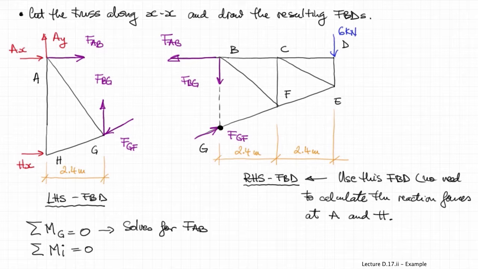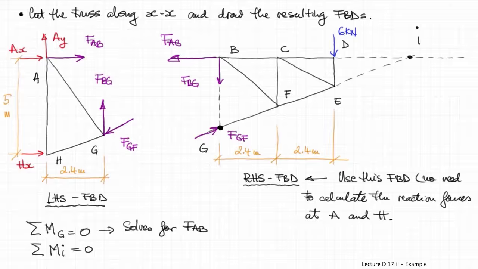You can also notice that FAB and FFG intersect somewhere off the body, all the way here to the right at a point, let's call it I. And if we sum the moments at point I equals 0, then this equation will solve for the force in member BG.